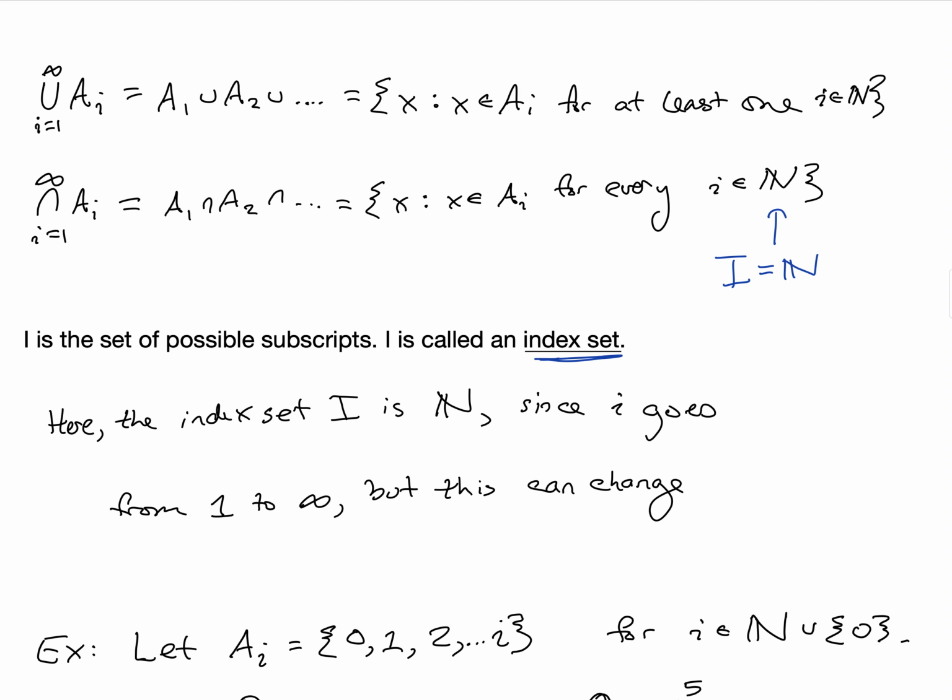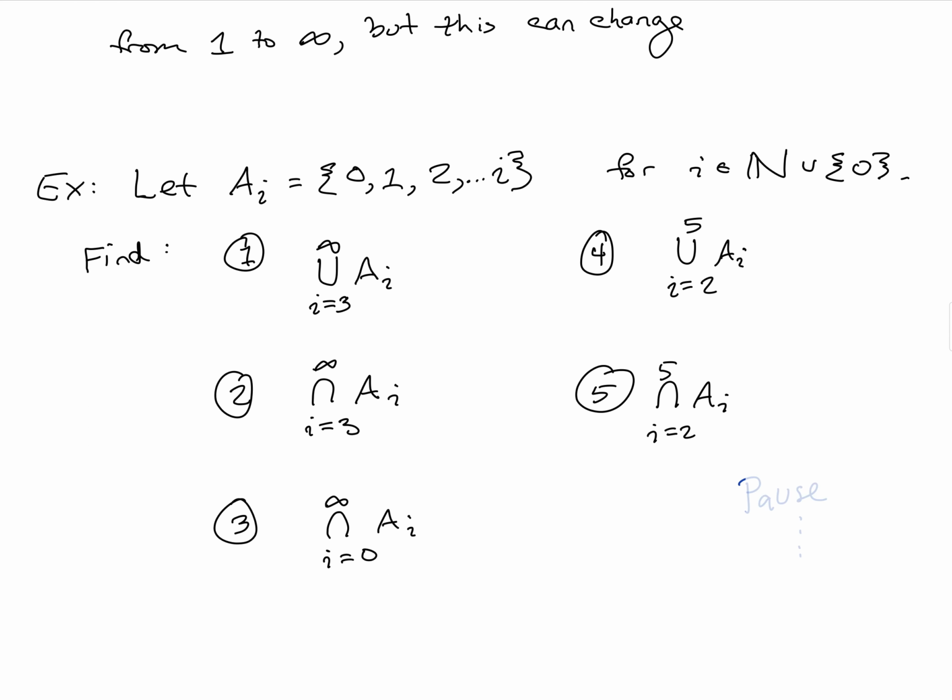Here is another example below. We could let A_i be equal to the set containing 0, 1, 2, 3, up through i, for i in the natural numbers unioned with 0. And with that notation for A_i, I would like you to find the following unions and intersections of sets. So try this out on some paper, and we'll talk about it together in a moment.